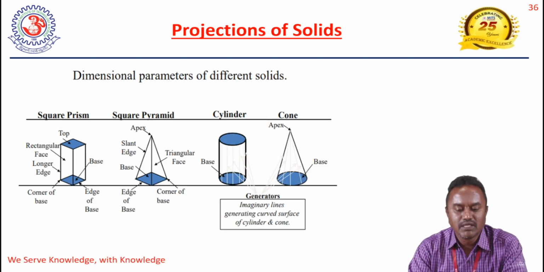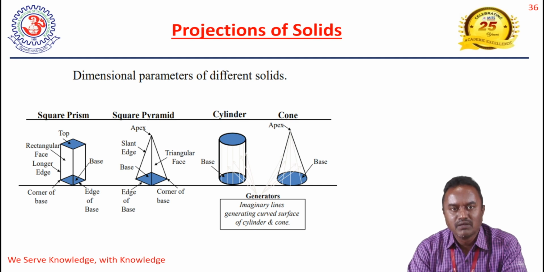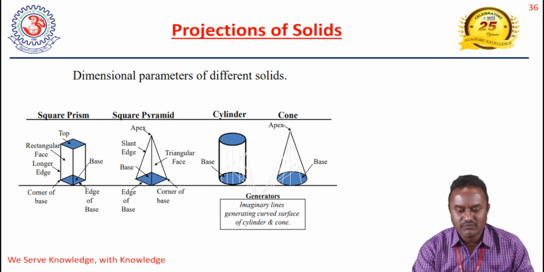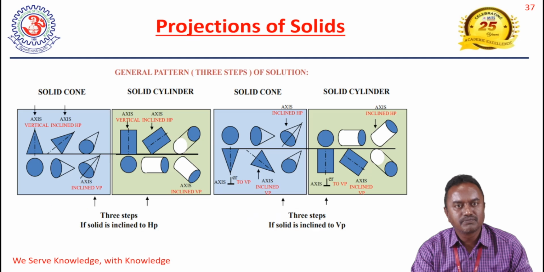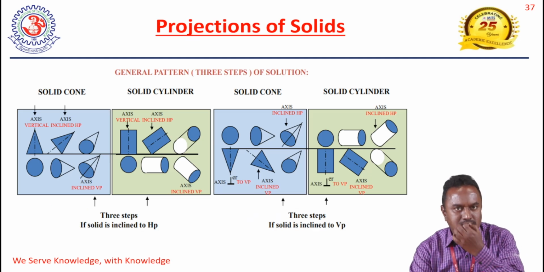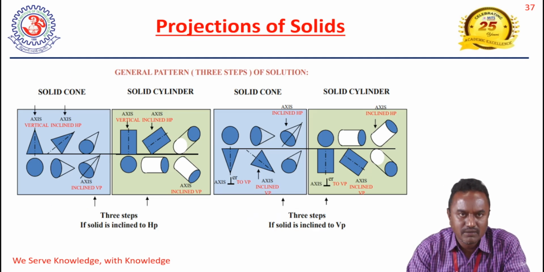So these are the dimensional parameters, with some examples: how the square pyramid, the cylinder, and the cone look, and what different parameters we are going to take. The rectangular face, longer edge, corner, base edge, base corner, and in the same way, the apex point. These are all the terms we use in the case of solids. And this is the simple general pattern, the general position, of how we are going to draw the solids.